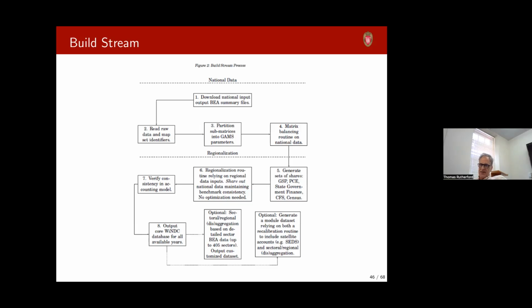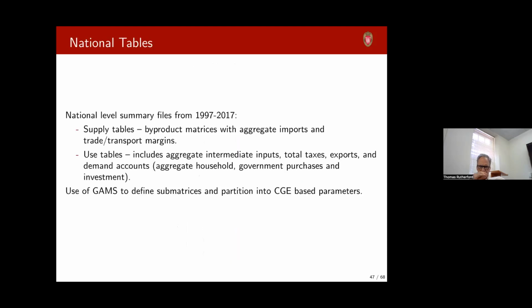Once we get that, then the matrix balancing is all done within GAMS. And I'll show you the matrix balancing we do with GTAP is one of the operations that's going on here. There are several different paths that we can go through. There are details of how this gets handled. So it's based on national level summary tables from 97 to 2017, and it's all of the reconciliation work between these different data sources done using GAMS optimization tools.